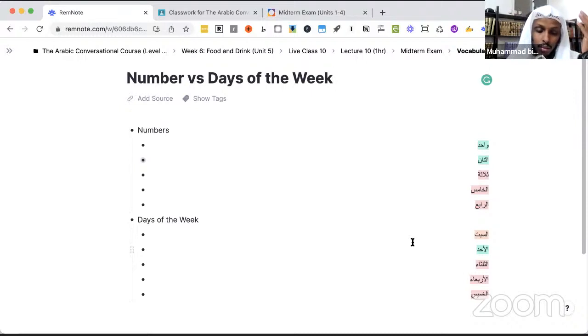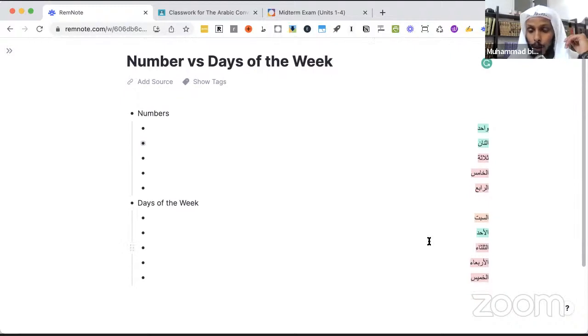Now obviously, if you pay attention, you'll find that the days of the week are derived from the Arabic numbers. So يوم الأحد i.e. واحد, يوم الاثنين i.e. اثنان, يوم الثلاثاء very similar to ثلاثة, يوم الأربعاء very similar to أربعة, يوم الخميس very similar to خمسة, يوم الجمعة is unique, and يوم السبت, which is close to سبعة if you like. سبت, سبعة, there's some overlap there.